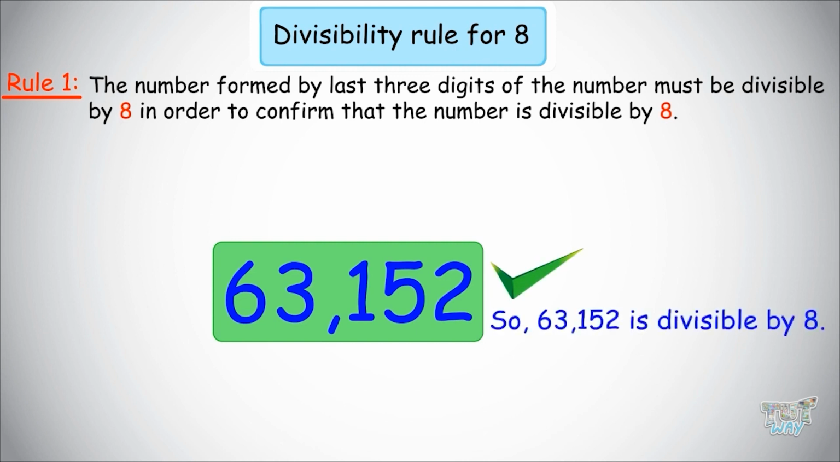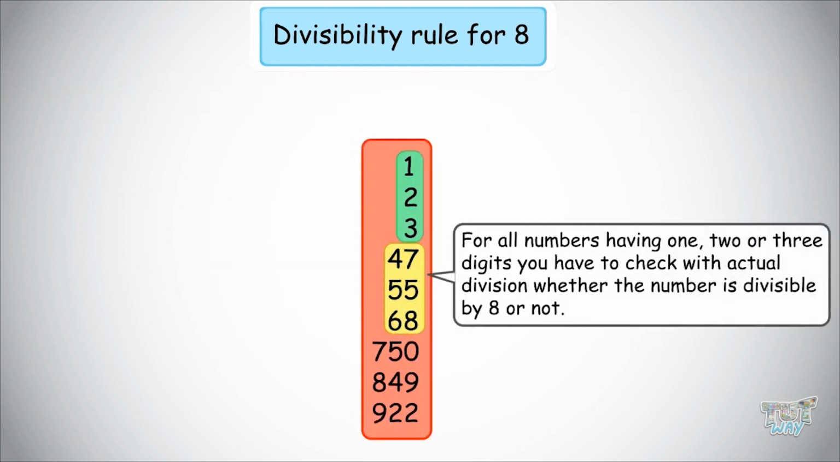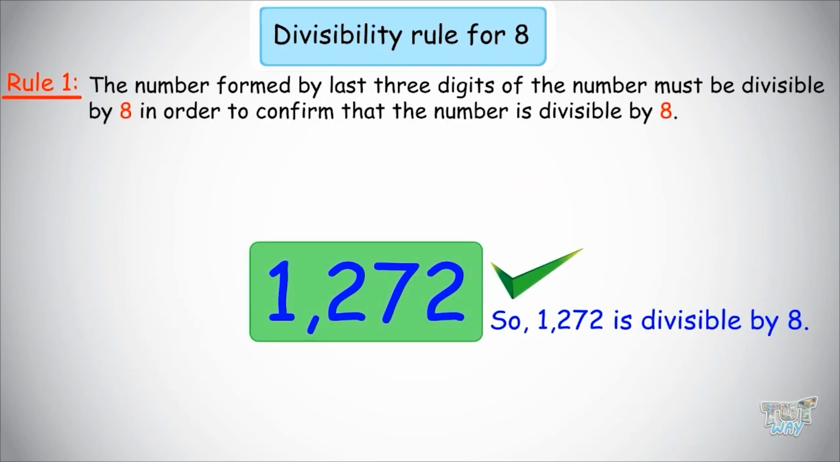So friends, we have learned that any number that has more than 3 digits can be checked for its divisibility with the number 8, if the number formed by the last 3 digits is divisible by 8. And yes, for all numbers that have 1, 2, or 3 digits, you need to check with actual division to see whether or not it is divisible by 8. So we have learned the divisibility rules for 5, 6, and 8.